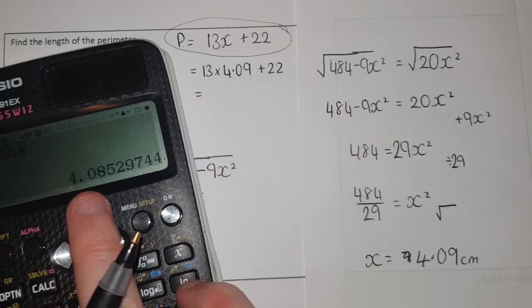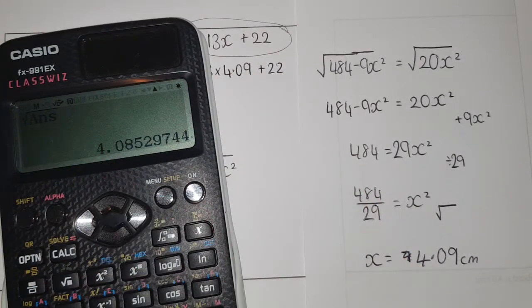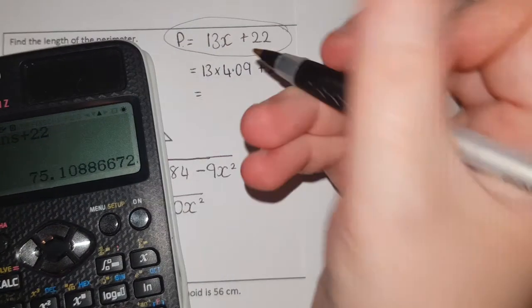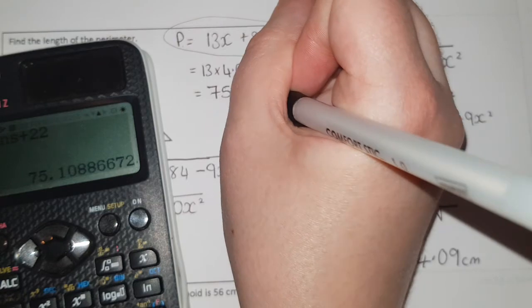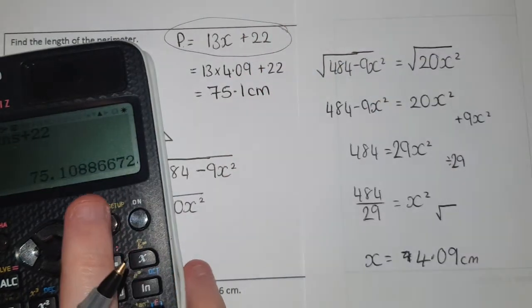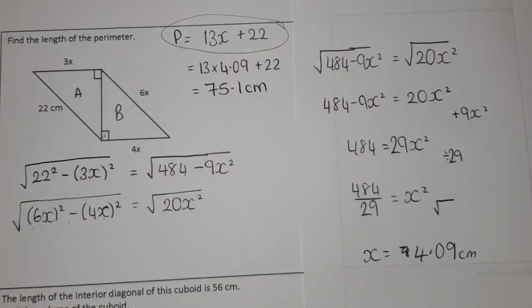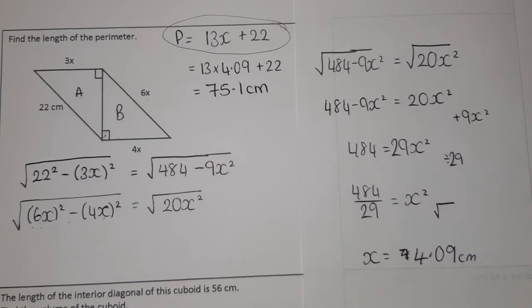So rather than use the rounded number, I'm actually going to use my calculator's value. So 13 times the answer, and then I'm going to add 22. I get a perimeter of 75.1 centimeters. Okay, so there's a lot going on there, but keep remembering it is just Pythagoras, just like you've seen before.